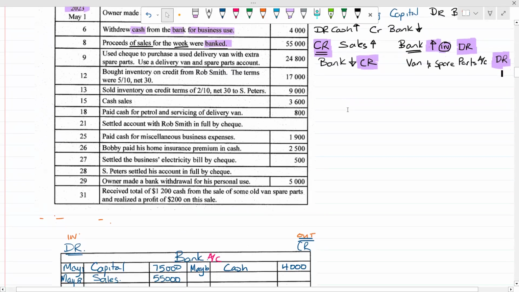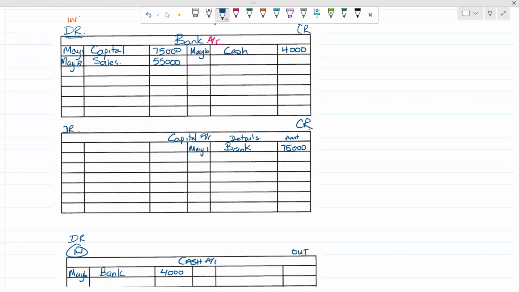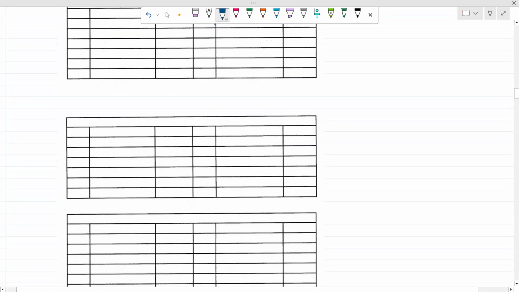So we go in our bank account, $24,800. This is May 9th. So I come in here, May 9th, 24,800. And in the middle here, I write in the name of the other account. So we put in delivery van and spare parts account. I don't know where they want to fit all of that, but you'll see how we fit. And then we open another account for delivery van and spare parts.